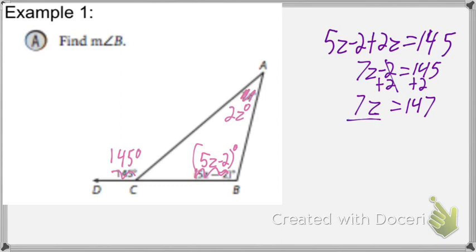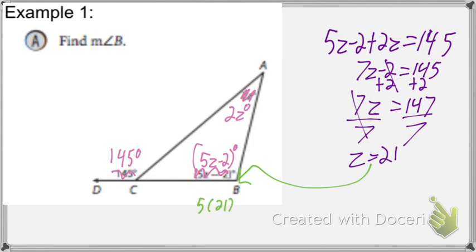Z is 21. Are we done yet, though? Big picture, we wanted to find that so we could plug it back in, right? So we go back to plug this in. 5 times 21, or tiny 1, minus 2. 5 times 21 is 105. So the measure of angle B is what? 103. 105 minus 2 is 103 degrees.